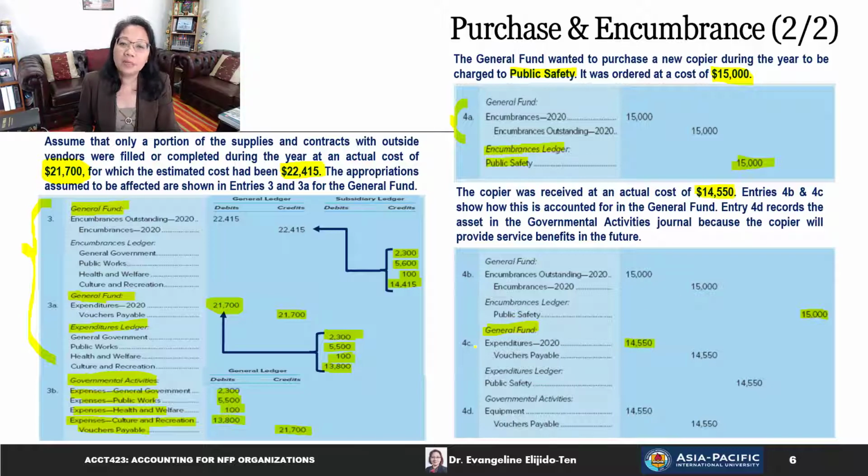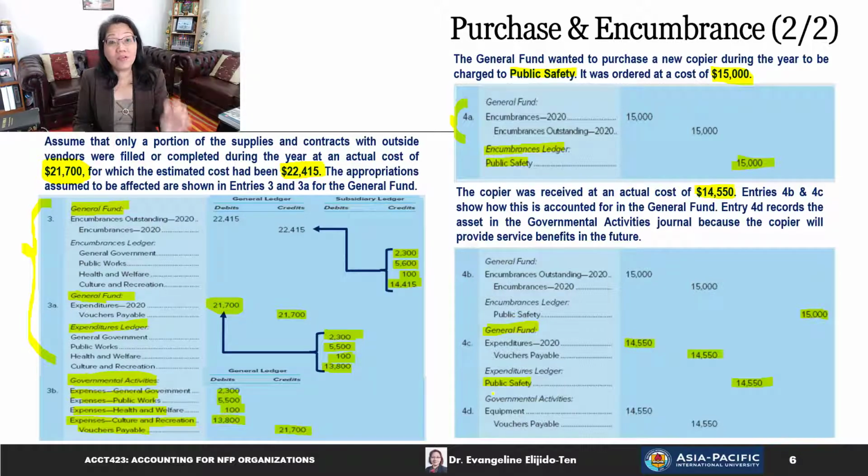All right. So debit expenditures, credit what? Vouchers payable, because now we owe the supplier of the copier 14,550. And in the expenditures ledger, we will also record under public safety a debit of 14,550, the actual cost of the copier.